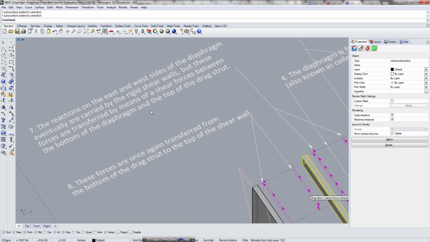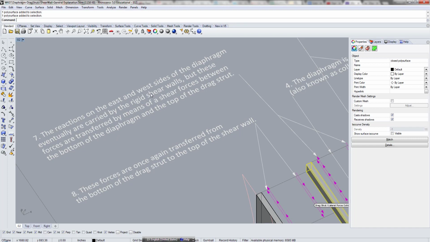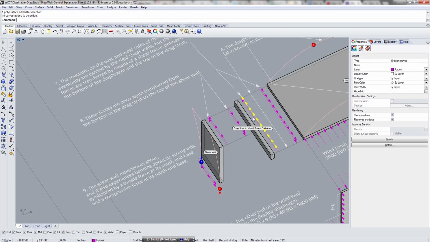So again, that was my reiteration of this statement. Basically, the reactions on the east and west side of the diaphragm eventually are carried by the rigid shear walls, but these forces are transferred by means of shear forces between the bottom of the diaphragm and the top of the drag strut. So that's the shear here.